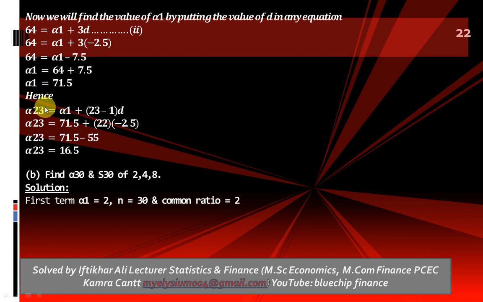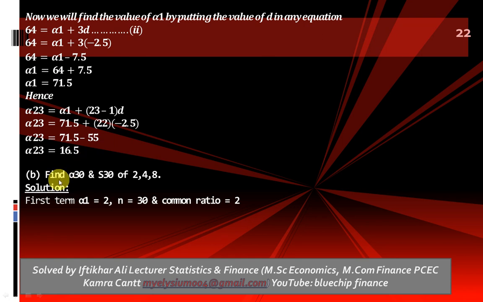So now we are going to calculate the 23rd term, because now we have the difference and we have a_1. So simply we put the values into this equation. a_1 is 71.5 plus (23 minus 1) which is 22, and the difference is minus 2.5. So a_23 is equal to 71.5 minus 55. So a_23 should be equal to 16.5.